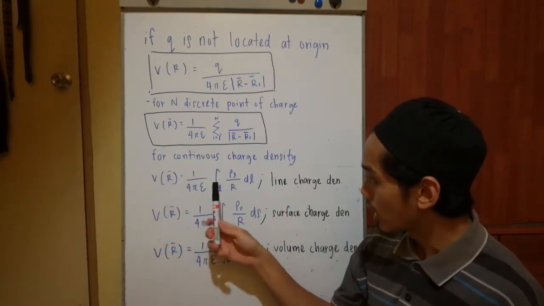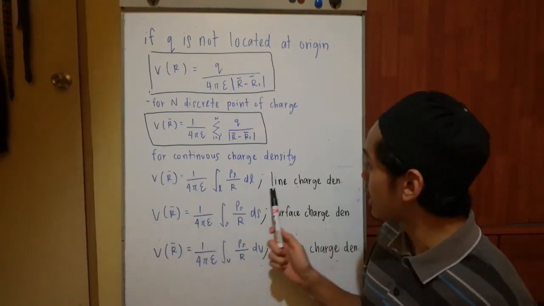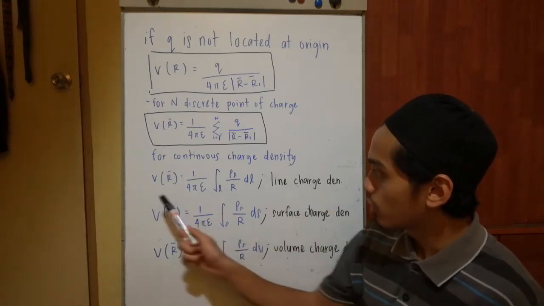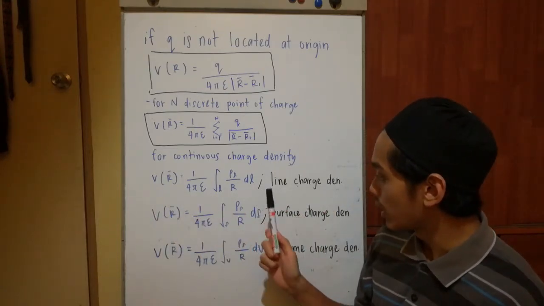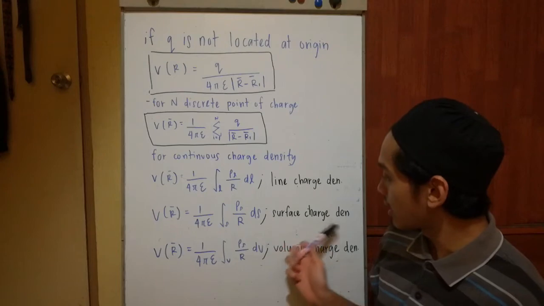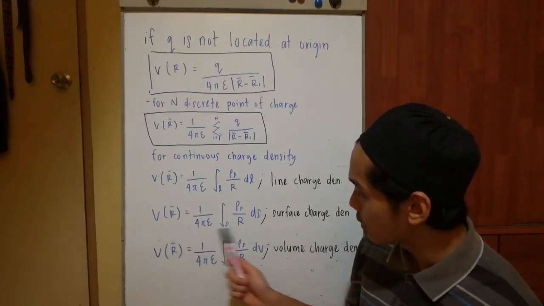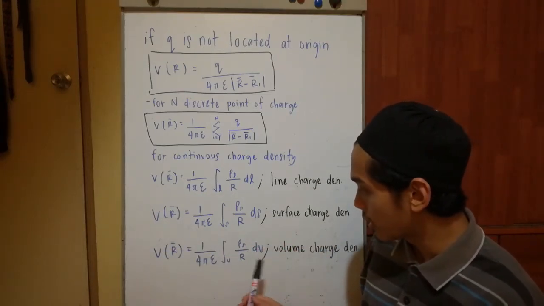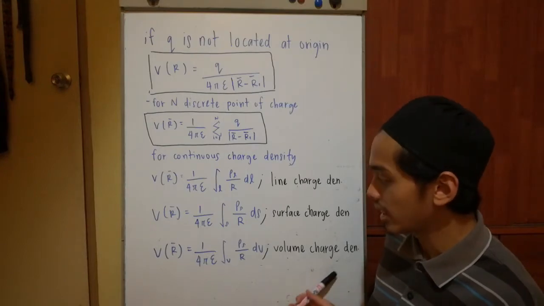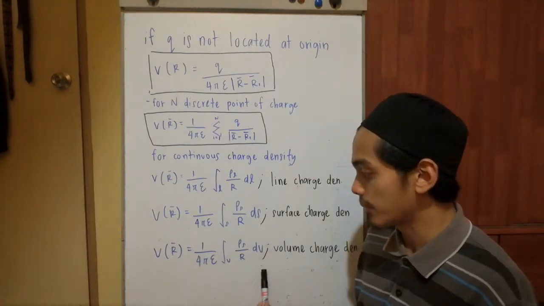For continuous charge densities, we need to know what the charge represents. If the charge is represented by its line charge density, we will use this formula. If it is represented by surface charge density, we will use this formula. And if it is represented by volume charge density, we will use this formula.